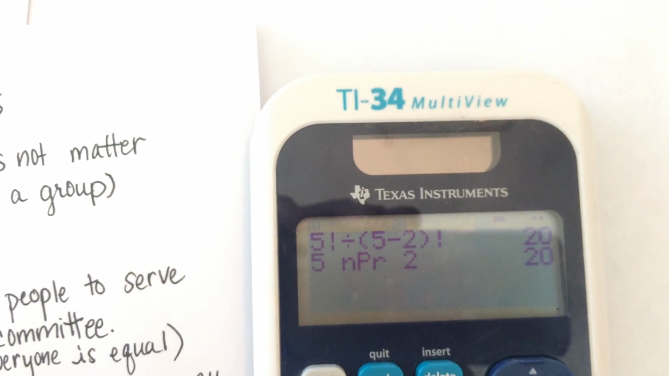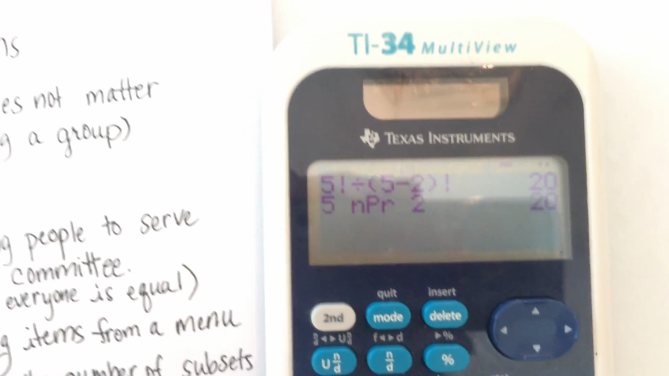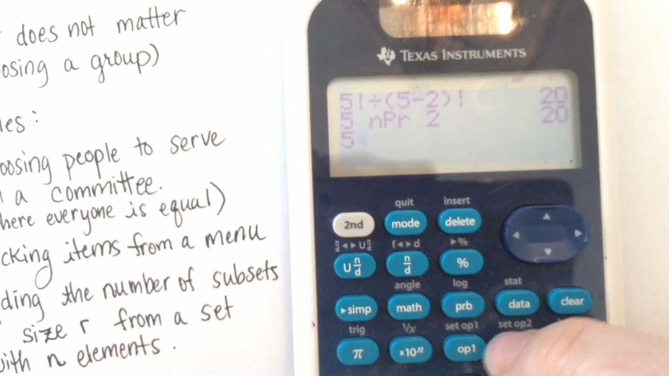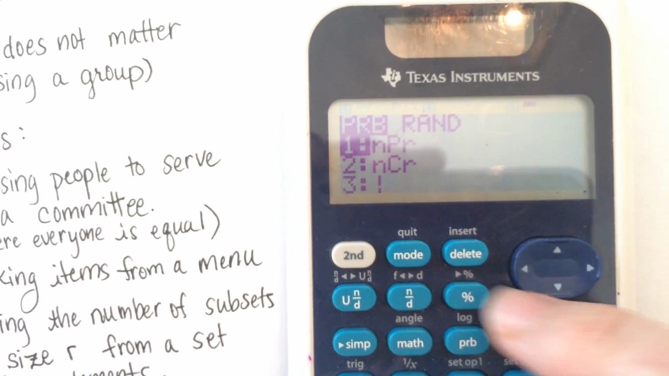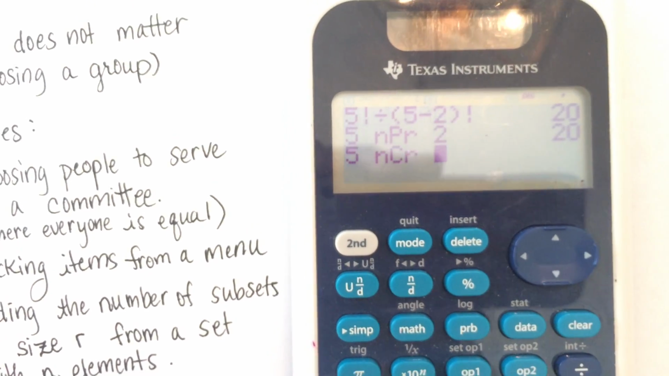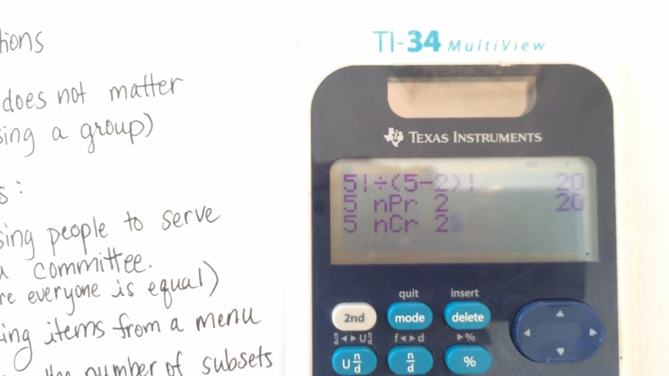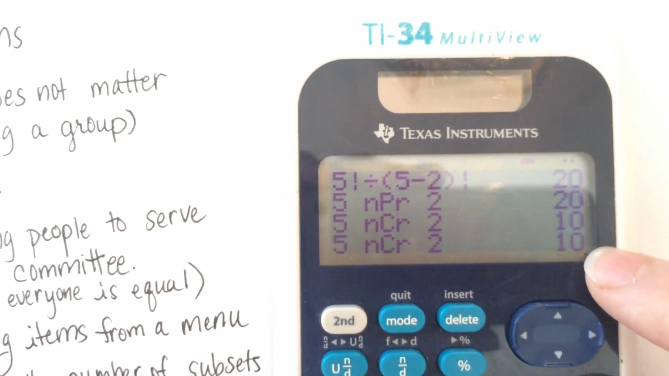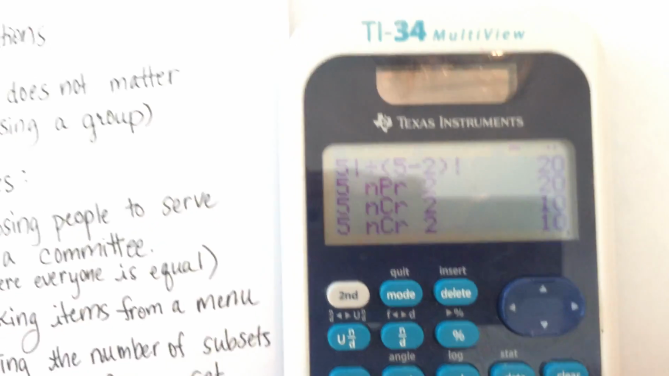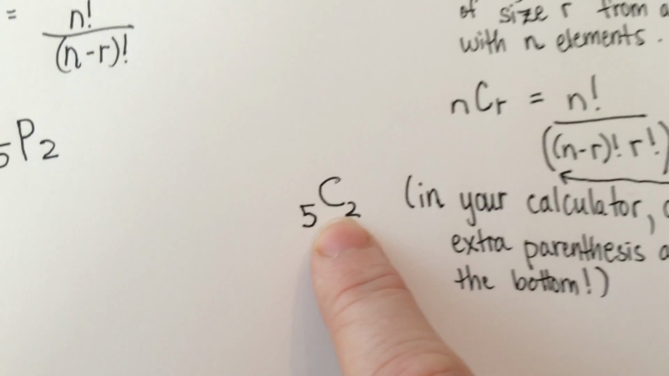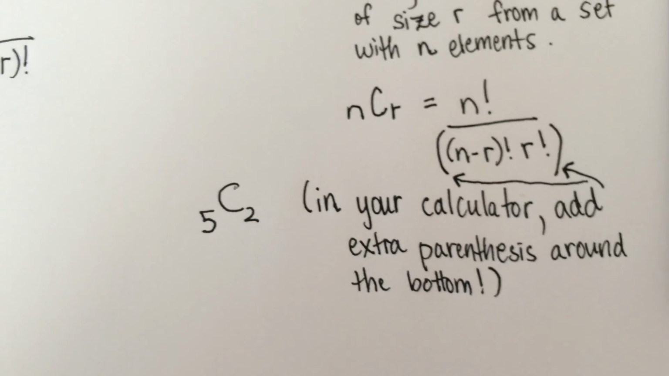And the same thing with my C formula. If I wanted to do 5 and then nCr and then 2, so 5 choose 2, I hit enter, and it's going to give me 10 as the answer. I hit enter twice, which is why I showed it twice. So that's the shortcut for my 5 choose 2.